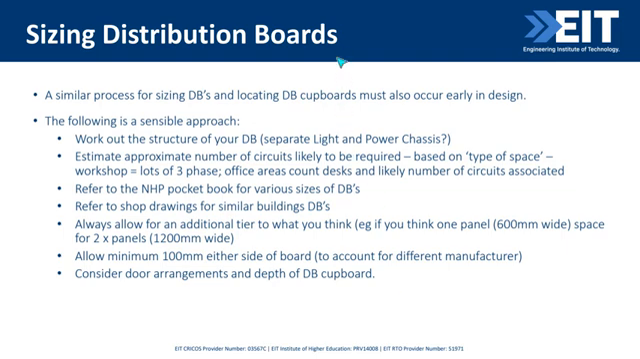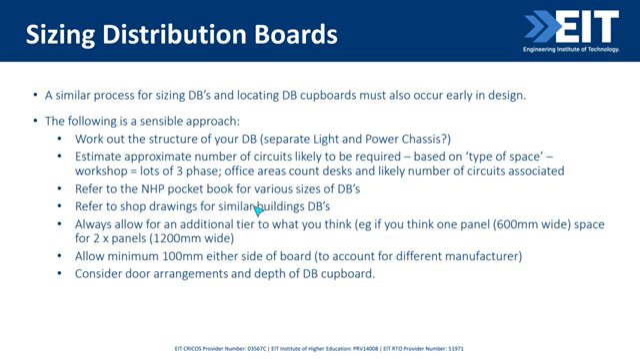So if we want to size distribution boards, these are the next ones down. The process is very similar. Again, you work out how your DB is structured. Do you have a single chassis, or perhaps you've got 2, one for lighting and one for power? You'd need to know how many circuits you need, because this will tell you how many poles of your chassis. Is it 12, 18, 24? You could consult directly with NHP or with Schneider to find out the dimensions of typical distribution boards.